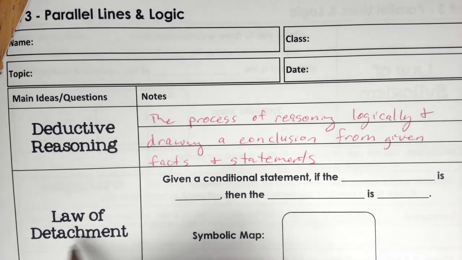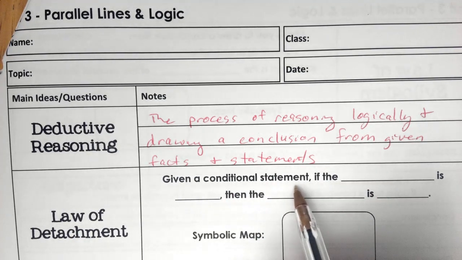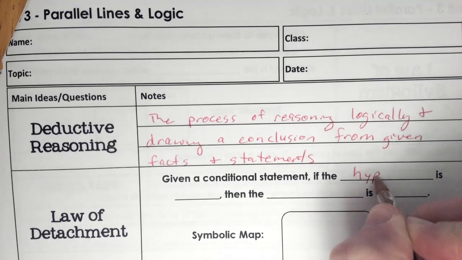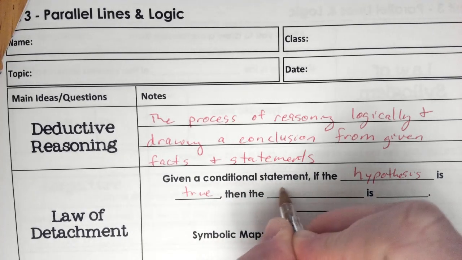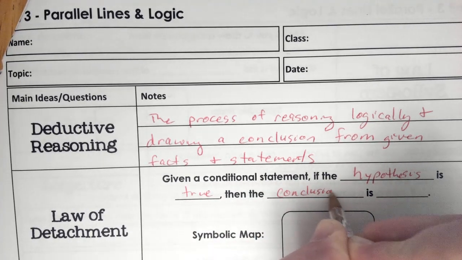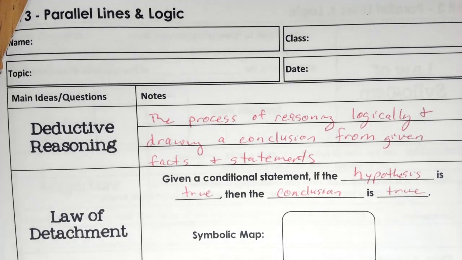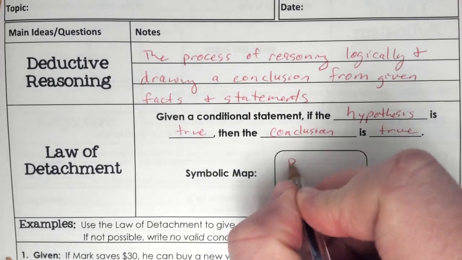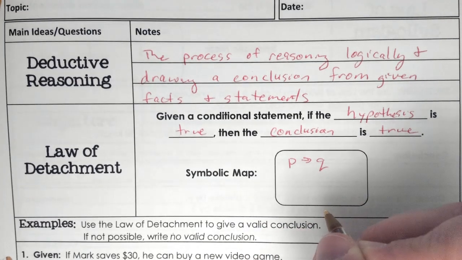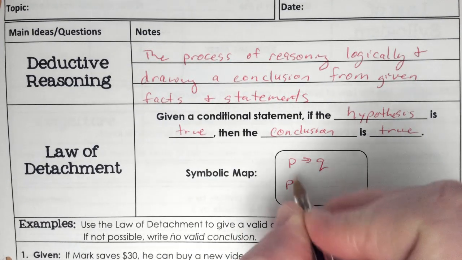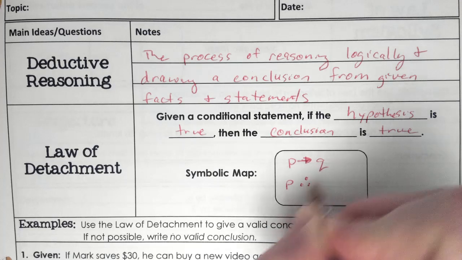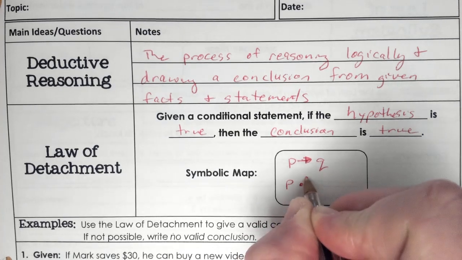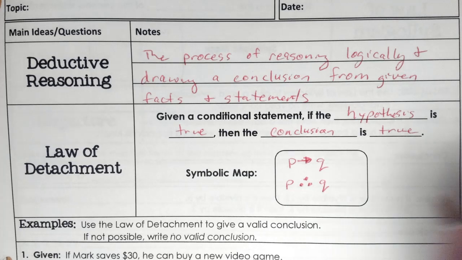All right, so the law of detachment, basically, given a conditional statement, if the hypothesis is true, then the conclusion is true. It's pretty simple. Basically, if P, then Q. That's it. So P, therefore, and then you put three little dots. So if P, then Q, and P happens, therefore Q happens. And that's what those three dots mean. That means therefore.